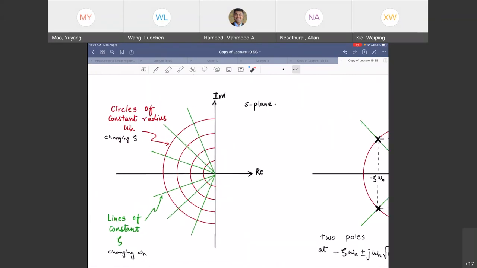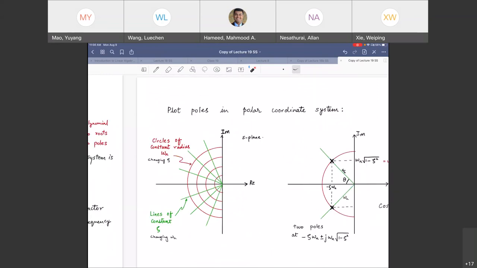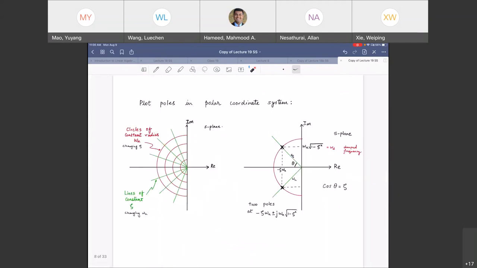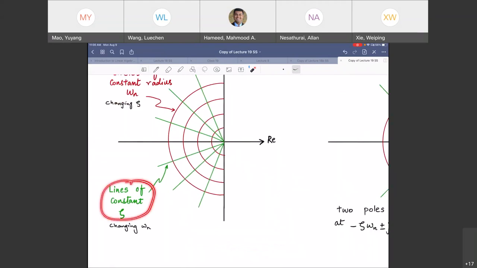They look like this. I can change zeta while keeping omega n constant, and I can change omega n while keeping zeta constant. Now let's take a look at what happens when you keep one constant and change the other. And this is tied to this. If you keep zeta constant, on lines of constant zeta, and only change omega n, you're going on lines, but you're going away. As you increase omega n, the poles are going farther out for a particular zeta.